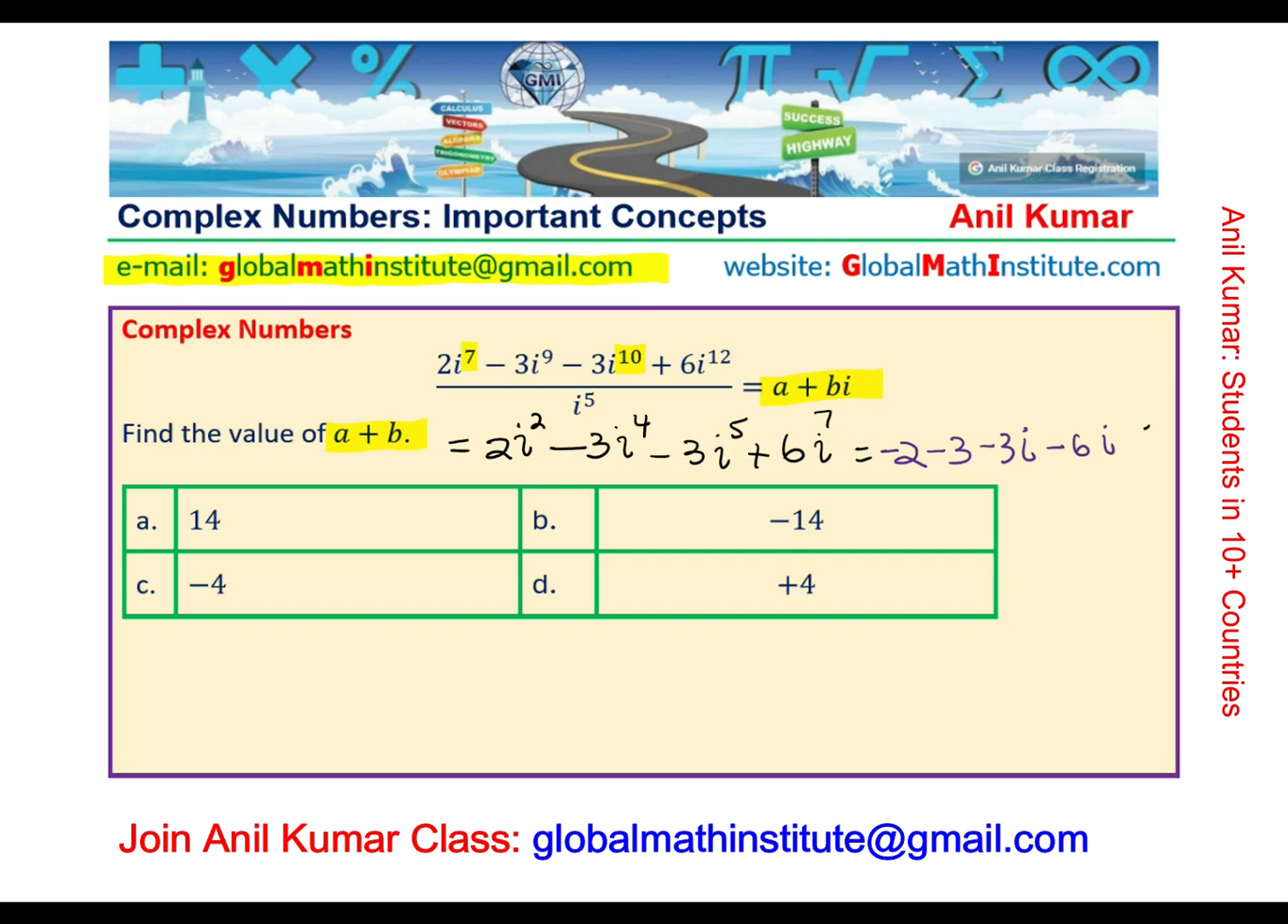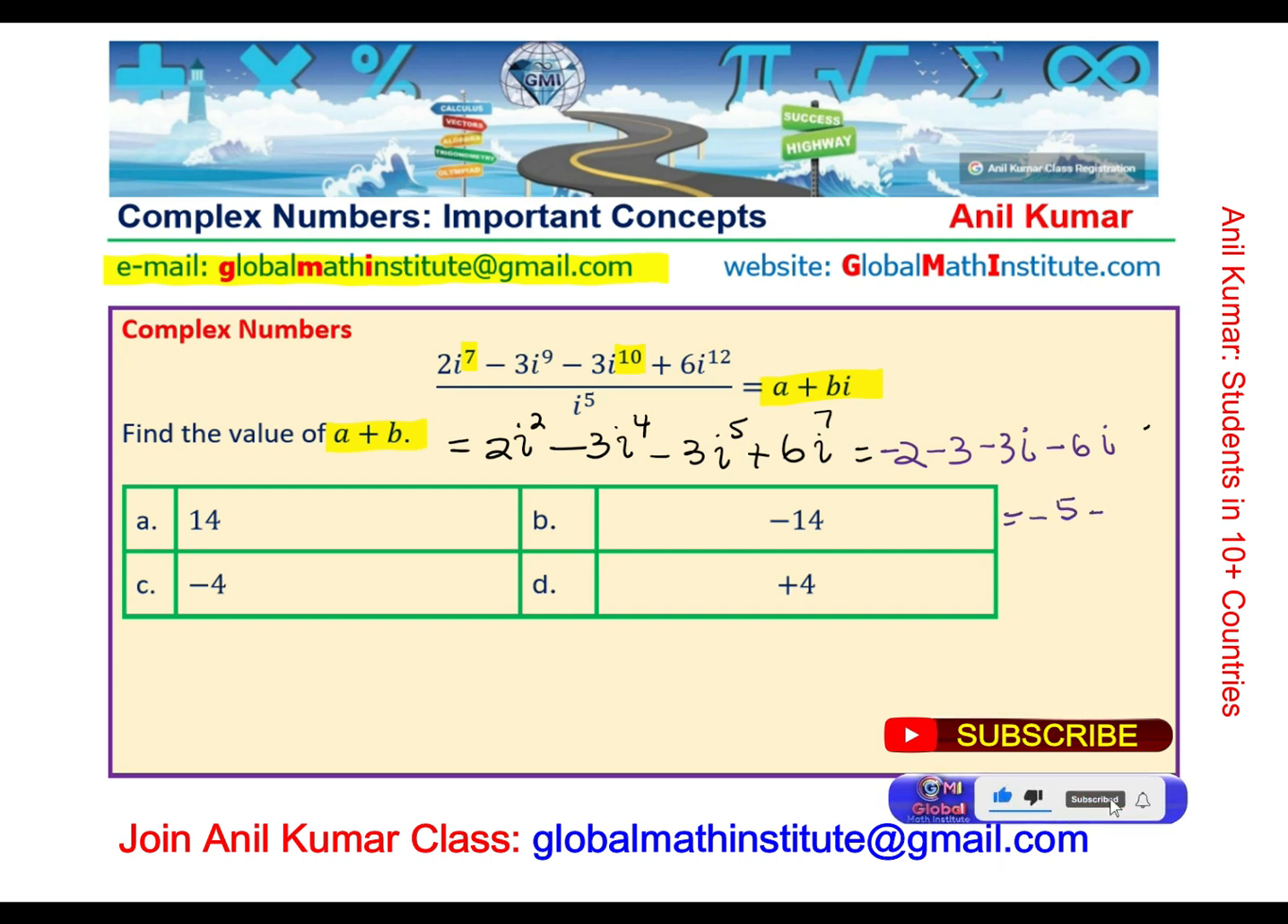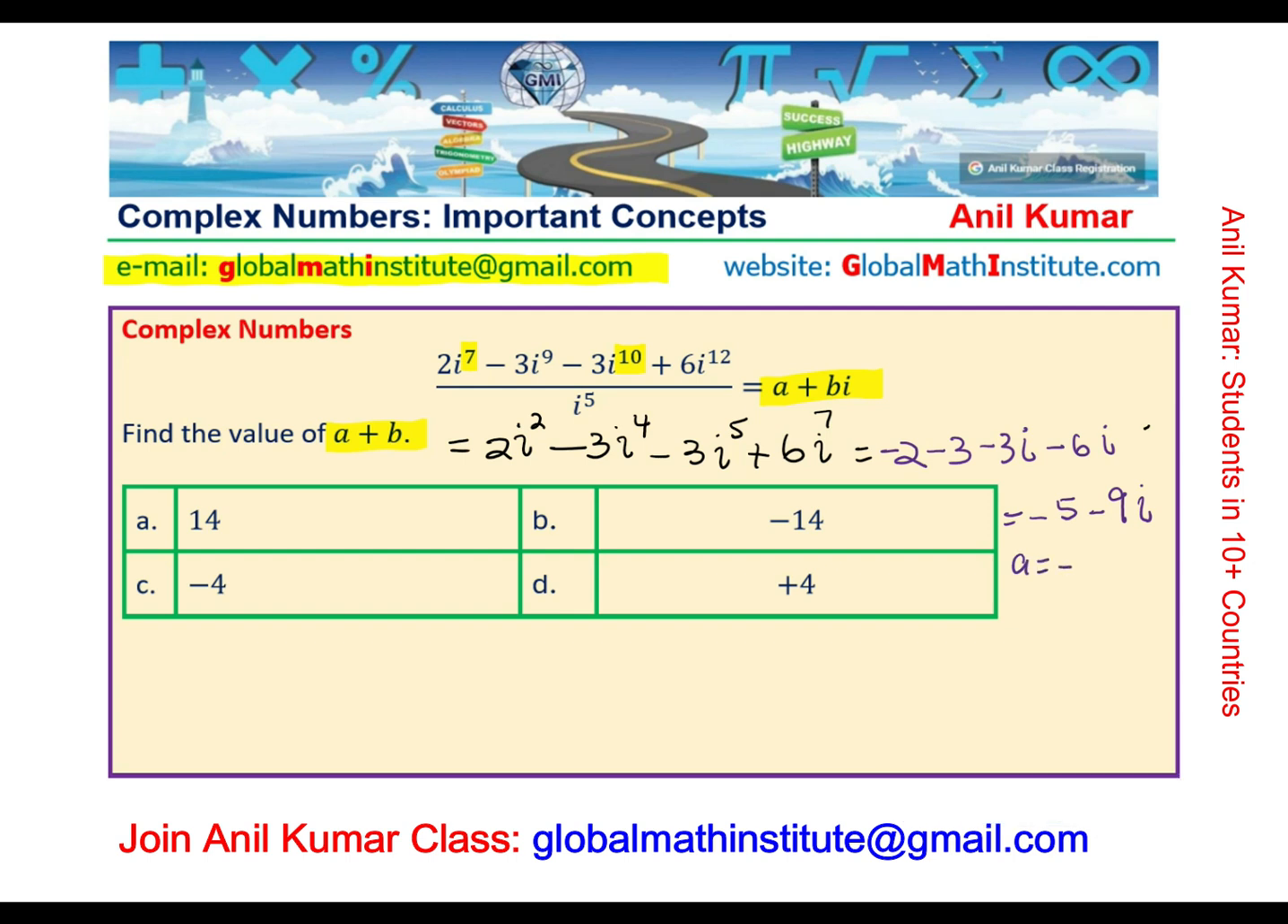So with that, we have a as equal to minus 2 minus 3, which is minus 5. And here we have minus 6 minus 3 as minus 9i. So we know that the value of a is minus 5, the value of b is minus 9, and when you add them up, you get minus 14, right? And therefore, option B is the right option.